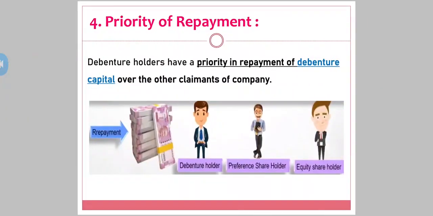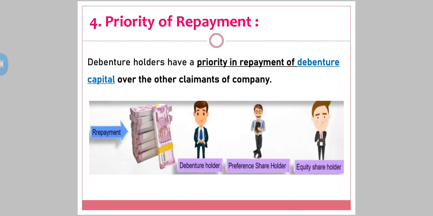The fourth point regarding the features of debenture is priority of repayment. This word is familiar to you from when we were doing preference shares. Preference shareholders get priority over equity shareholders, we have seen. So now here, priority over repayment. Debenture holders get priority for repayment before equity shareholders as well as before preference shareholders. Debenture holders have a priority in repayment of the debenture capital, the debenture amount, over the other claimants of the company.